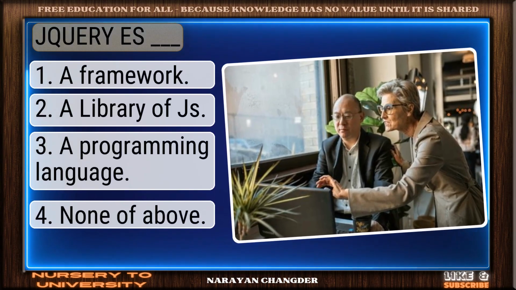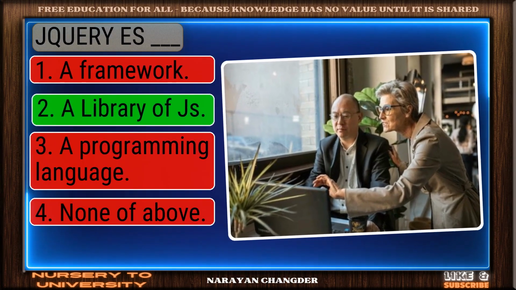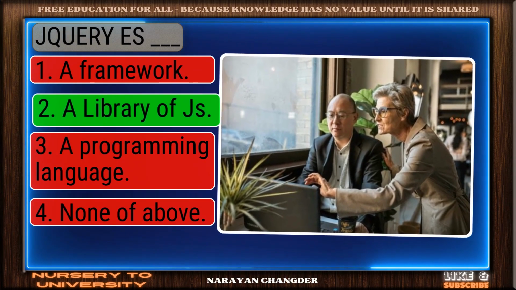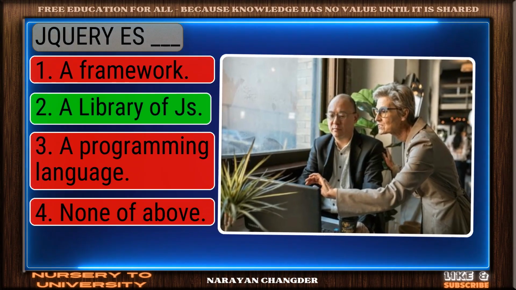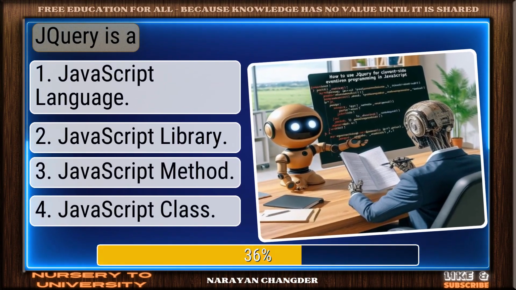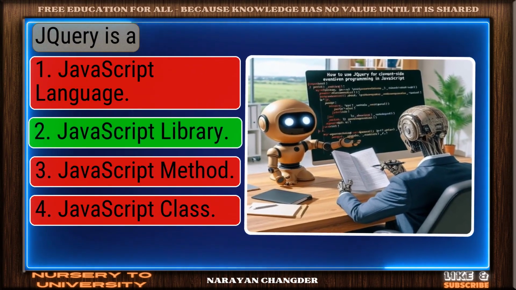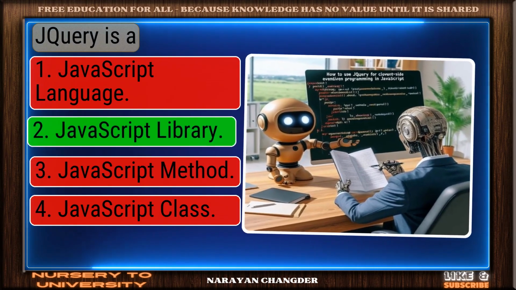Question number 79. jQuery is dash. On track. A library of JS is the correct answer. Question number 80. jQuery is a... You're right. JavaScript library is the correct answer.